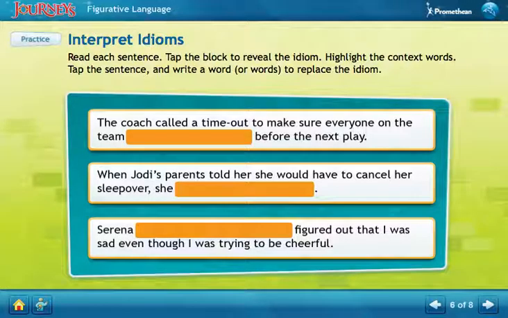Okay, here are some more idioms that we're going to look at. We're going to tap the block to reveal the idiom and then highlight, or we'll just talk about any context words that help us with that meaning. The coach called a timeout to make sure everyone on the team was on the same page before the next play. Okay, what do you think on the same page could mean?